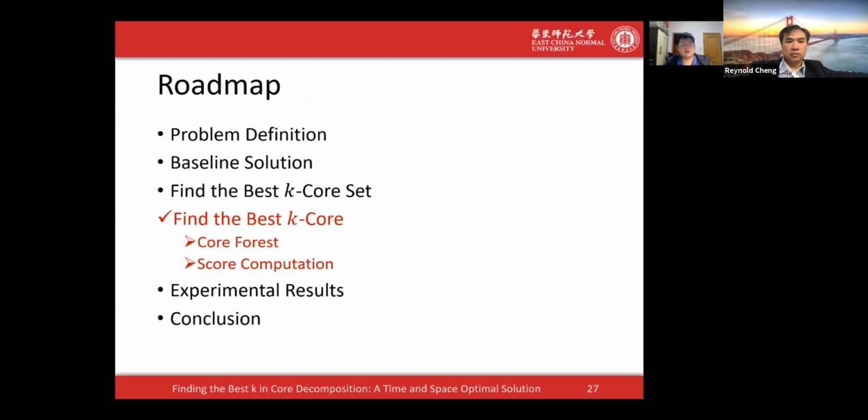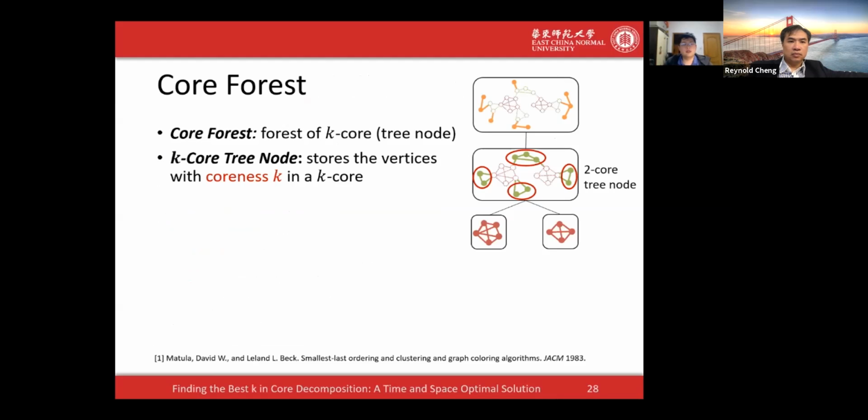Next, I will introduce the solution to find the best k-core. A core forest is a forest of k-core tree nodes, and a k-core tree node stores the vertices with coreness k in a k-core. And in the figure, we can see a 2-core tree node, and it only contains vertices with coreness 2. We can construct the forest in O(m) time using LCPS, and we can store it in O(n) space.